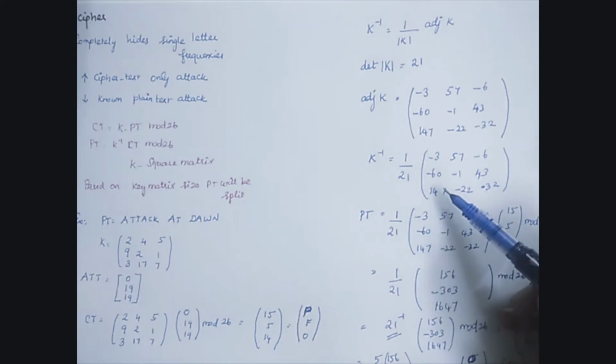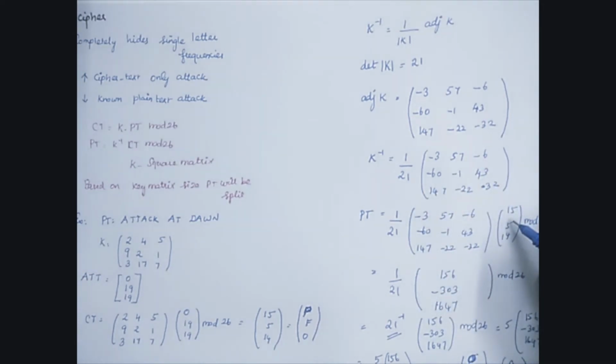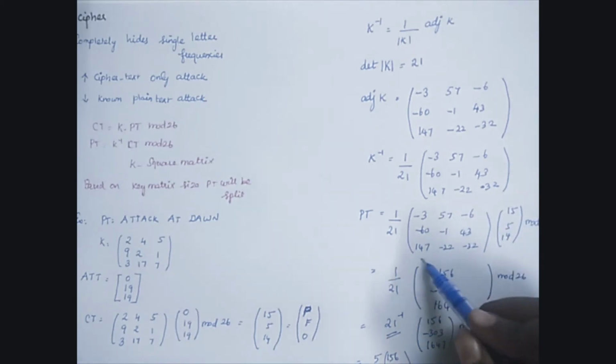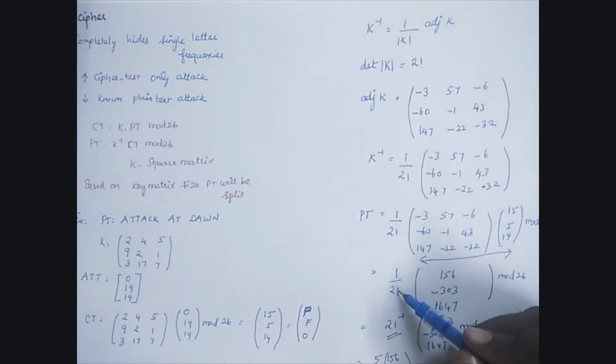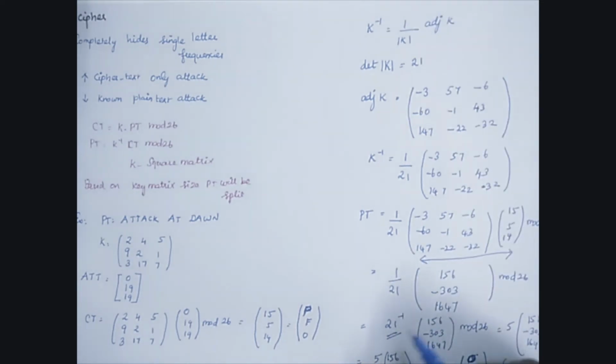For K inverse, we just copy the same value, and then this is the ciphertext value 15, 5, 14 mod 26. Then just multiply these two matrices, we get 156, minus 303, 1647, and then 1 divided by 21 mod 26 can be written as 21 inverse mod 26. The value for 21 inverse mod 26 is 5. That value is multiplied with 156, minus 303, 1647. After that we need to perform mod 26. The resultant value will be 0, 19, 19. That is mapped to alphabet, so that we get the plaintext as ATT.